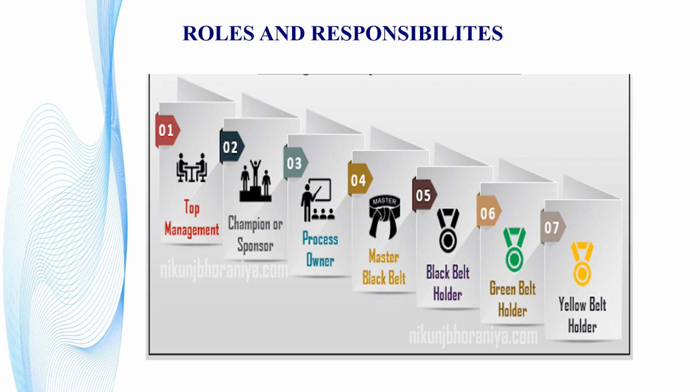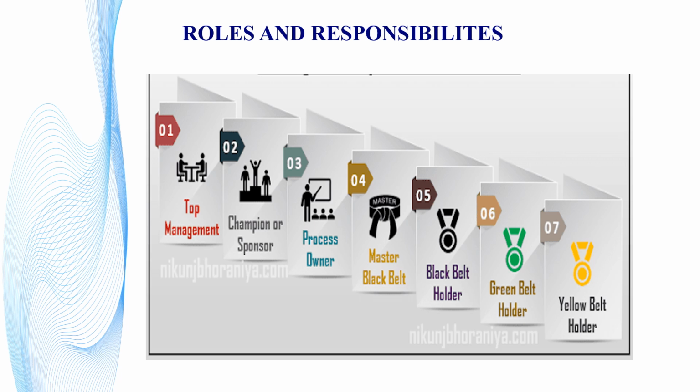Then green belt holder. Role of green belt holder: employees who implement Six Sigma techniques under the guidance of a black belt. Responsibility of green belt holder: assist with data collection and analysis for improvement projects. Often these are part-time roles in addition to their regular job duties.